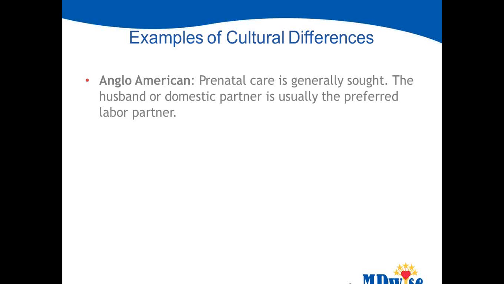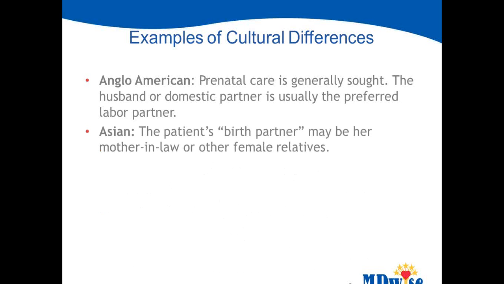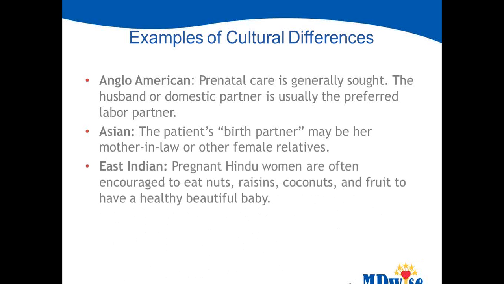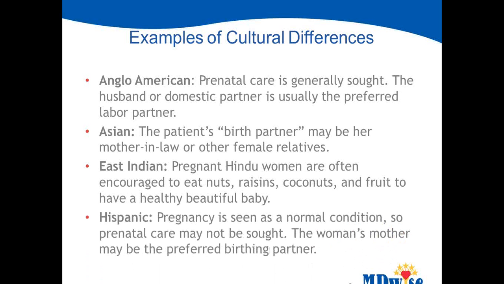First, we have Anglo-American. Prenatal care is generally sought. The husband or domestic partner is usually the preferred labor partner. Asian. The patient's birth partner may be her mother-in-law or other female relatives. East Indian. Pregnant Hindu women are often encouraged to eat nuts, raisins, coconuts, and fruit to have a healthy, beautiful baby. Hispanic. Pregnancy is seen as a normal condition, so prenatal care may not be sought. The woman's mother may be the preferred birthing partner.